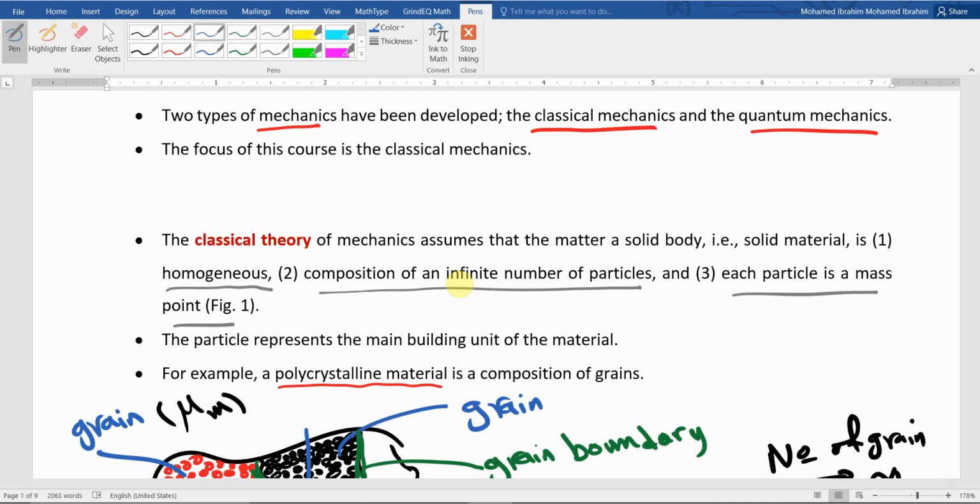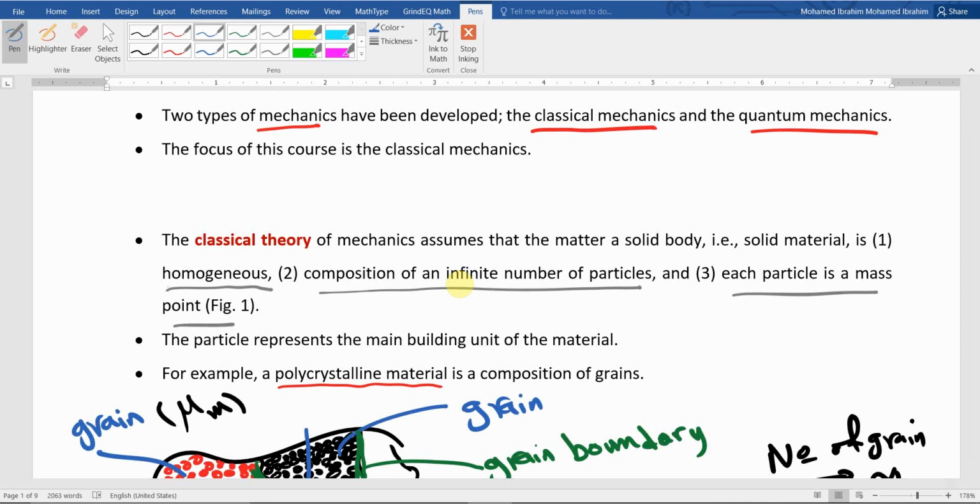In the case of a polycrystalline material, this particle would be a grain. In the case of a single crystal material, it would be a unit cell, a molecule inside the material microstructure. It means that the particle is the representative building unit of this material. And this particle should be infinitesimal, very small in size. It should be a mass point, and the number of these particles is huge inside the material microstructure. In this case, we are assuming that the material is homogeneous. These are the 3 main assumptions of the classical mechanics. If we decided to change any one of these assumptions, we are changing the classical mechanics. We are building a new theory.